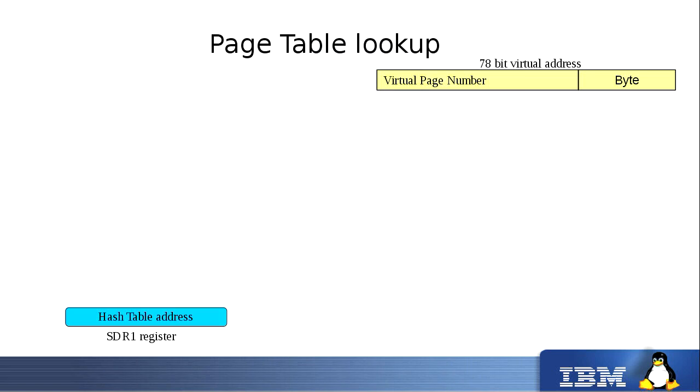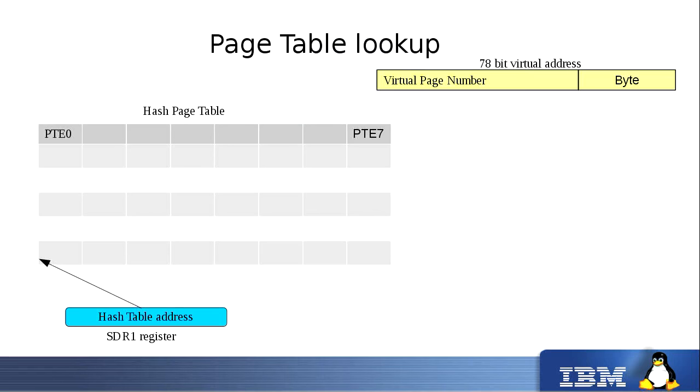I said there is one hash page table for the entire guest, which includes the kernel and the application. The address pointing to the base of the hash page table is placed in a register called SDR1. So SDR1 is a register which contains the base of the hash page table address, and there is this full hash page table. There are multiple slots, so with each hash value I get 8 buckets. PT0 to PT7 are the buckets.